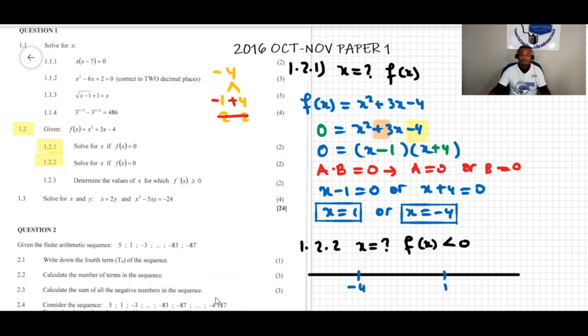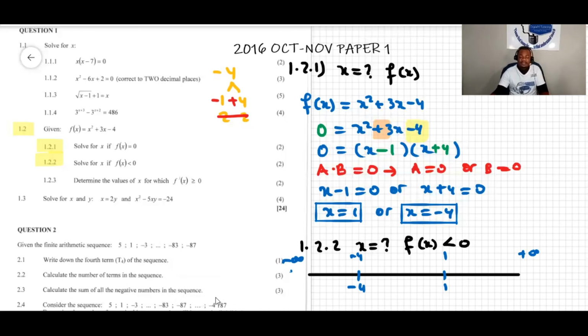Okay, so now our number line is split into 3 intervals: from -∞ to -4, from -4 to 1, and from 1 to +∞. Those critical values determine the boundaries of the intervals, which determine where f of x is less or greater than 0. Now let's see. How do you solve this? We're going to do that by substitutions, okay?